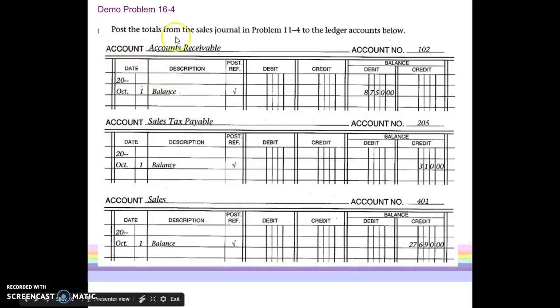Demo problem 16.4 is taking us through the practice process of posting these numbers to these different general ledger accounts: accounts receivable, sales tax payable, and sales. If you wish, go ahead and attempt this on your own in the demo problems. Otherwise, we will be doing it together when we meet next time in class.